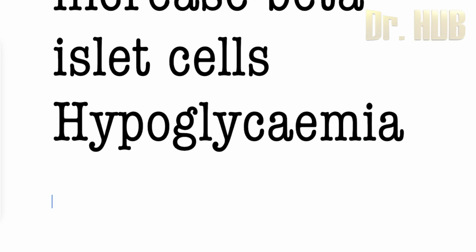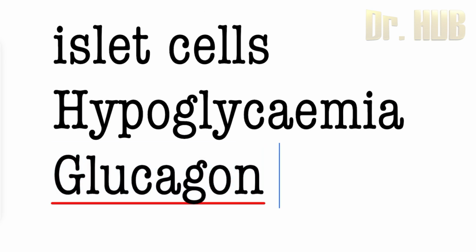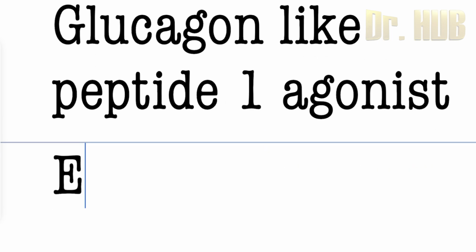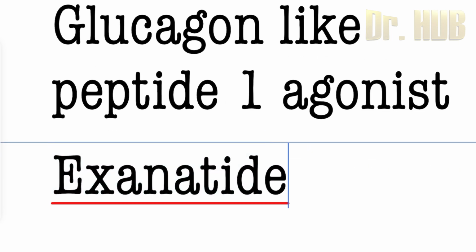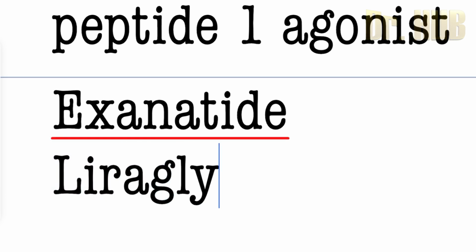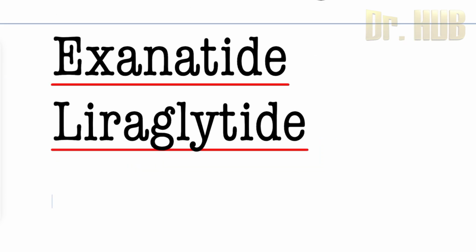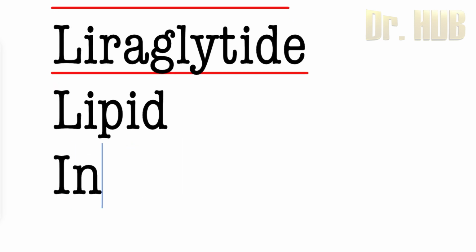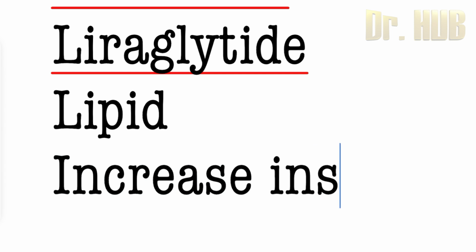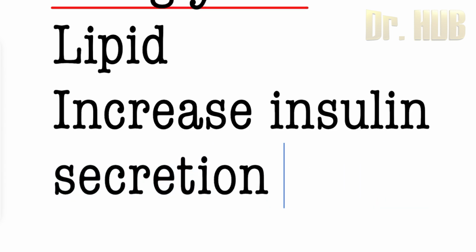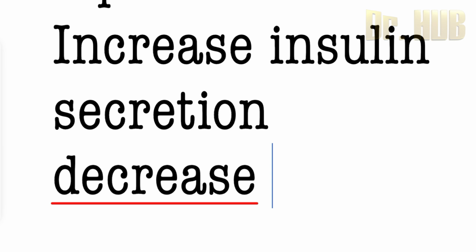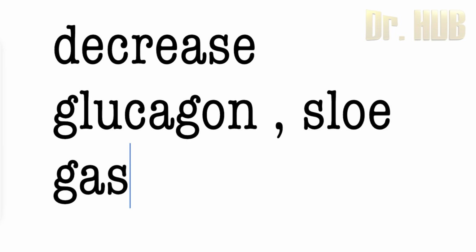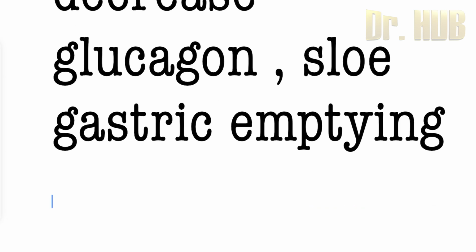Next, moving on to the glucagon-like peptide. So glucagon-like peptide-1 agonists include exenatide, liraglutide, semaglutide, as well as lixisenatide. The mechanism is that they increase the insulin secretion, decrease the glucagon, and there is slow gastric emptying and also satiety.